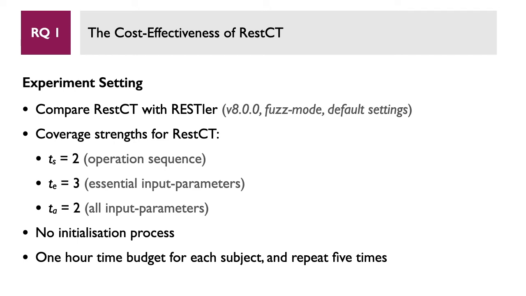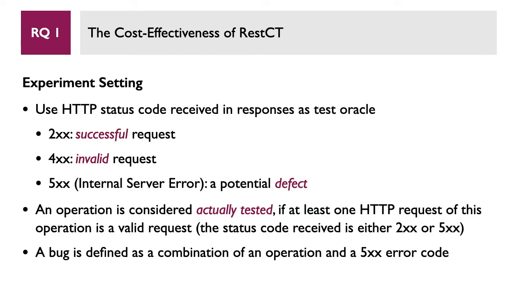For the testing results, we follow the common practice of RESTful APIs testing, which uses HTTP status codes as the test oracle. A 2-class code indicates a successful request, a 4-class code indicates an invalid request, and a 5-class code suggests a potential defect. For an operation, if at least one HTTP request is successful or the request triggers a defect, we say that this operation is actually tested. And we refer to a bug as a combination of an operation and a 5-class error code.